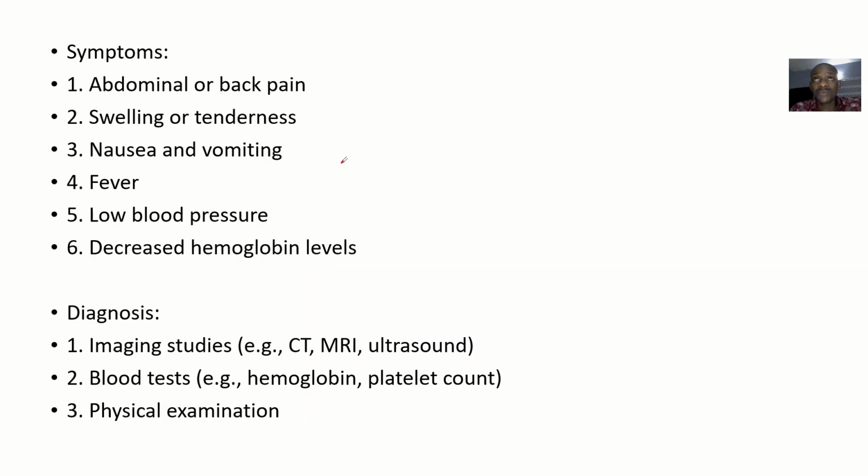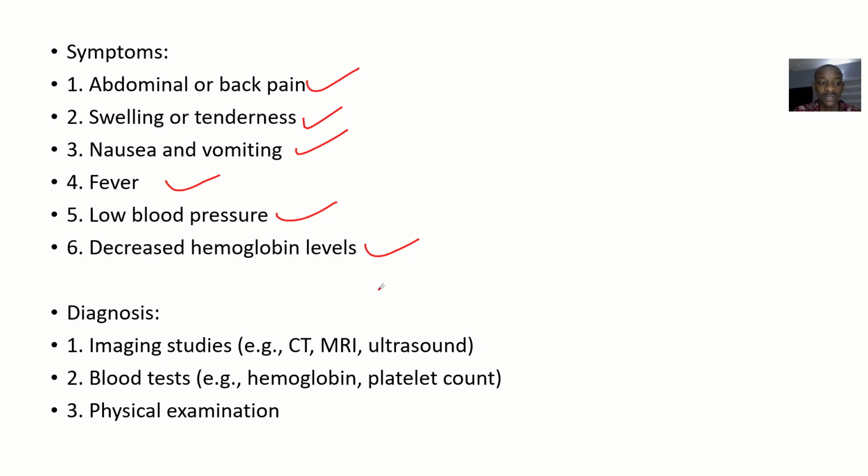Symptoms. If somebody has a bleeding collected in the retroperitoneal space, how would they present to the clinic? They might complain of what? Abdominal or back pain. There could be swelling or tenderness. There could be nausea or vomiting. There could be fever. Low blood pressure, decreased hemoglobin levels. That's where you actually take a test of it.